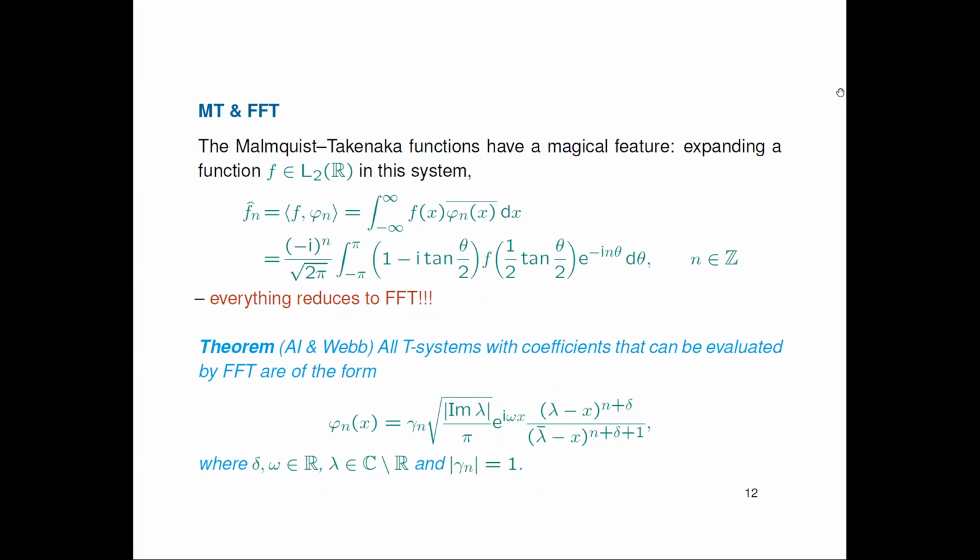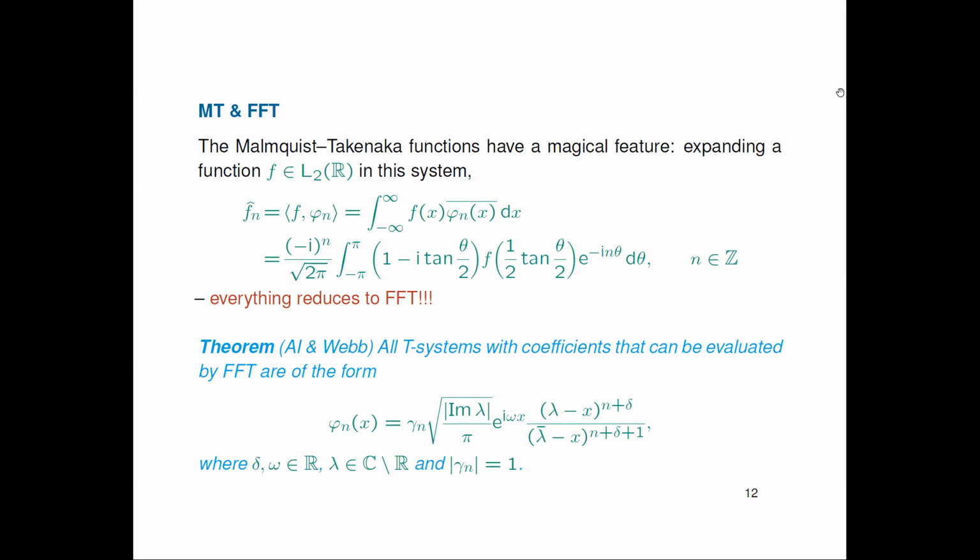But the important thing is e to minus i n theta, and so we can use fast Fourier transform to compute these coefficients very, very rapidly. And you may ask, are there any other T systems that can be computed using FFT? And the answer is yes, but it is a very, very minor generalization of Malmquist-Takenaka. You can slightly generalize it, stretch it, twist it, but essentially Malmquist-Takenaka is all we can do to compute coefficients with FFT.